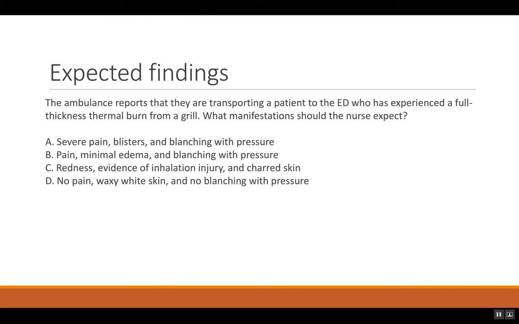This is on page 1807 in Brunner. It talks about with full thickness burns, the nerves and vasculature in the dermis are destroyed, so there is no pain. The tissue is dry and waxy looking, or it may be charred. There is no blanching with pressure. Severe pain, blisters, and blanching occur with the partial thickness, deep 2nd degree burns. And pain is minimal with edema, blanching, and redness with our superficial 1st degree.